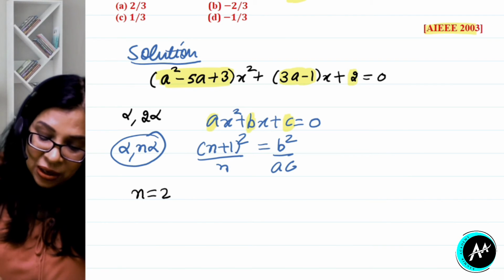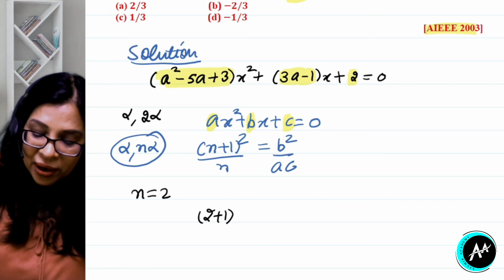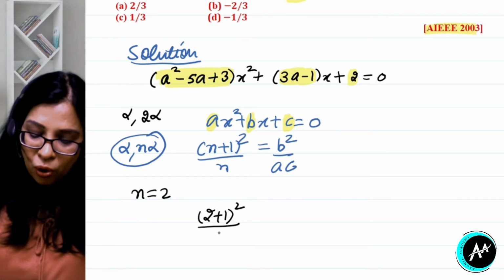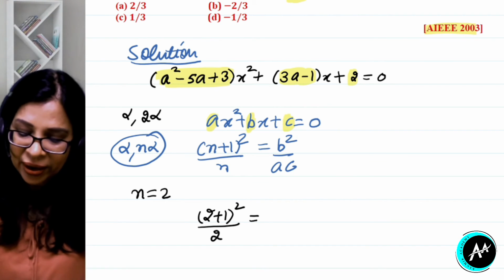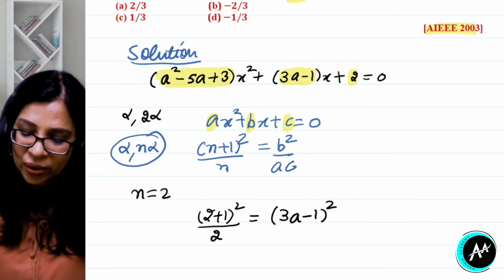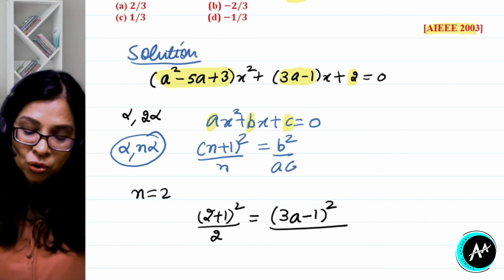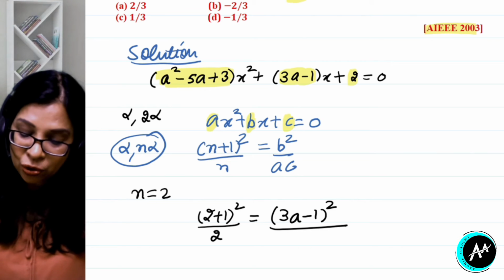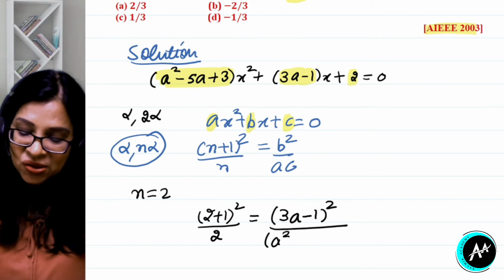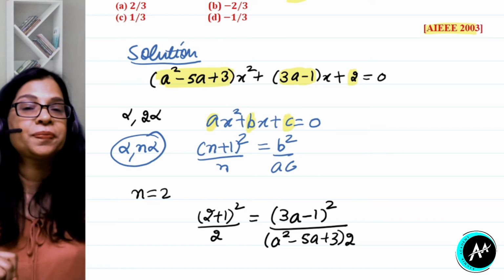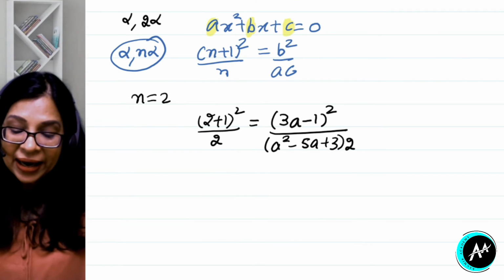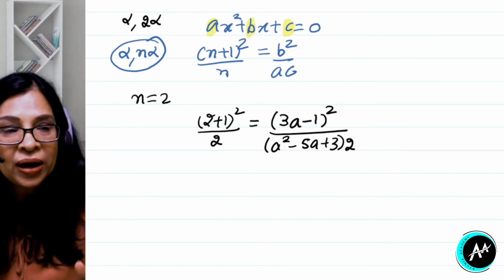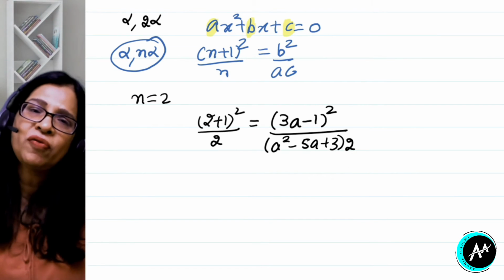Now I have (2 plus 1) whole square upon 2, because n is 2, is equal to b square, that is (3a minus 1) whole square, divided by a into c. A, as I said, is the complete coefficient of x square, a square minus 5a plus 3, and c is 2. So you can see we have directly got an equation in terms of a. Now we simply have to solve it and find a.